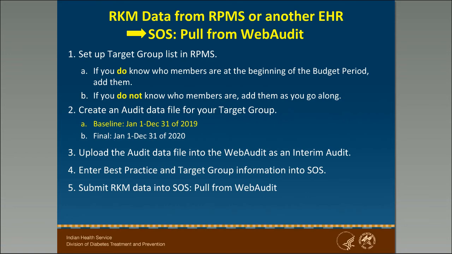Your final data will be the year that you've provided these activities and services. So in this case, it would be January 1st through December 31st of 2020. You'll then upload the audit file into the web audit as an interim audit. You'll enter in the best practice and target group information into the SOS and submit your required key measure data into the SOS, and you'll pull into the web audit. And if time allows, I will be able to demonstrate that.